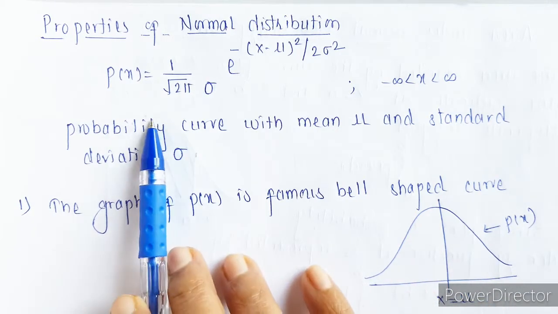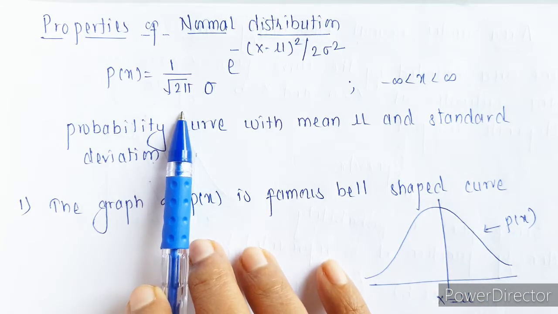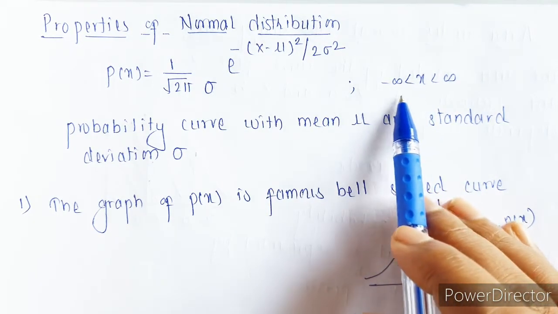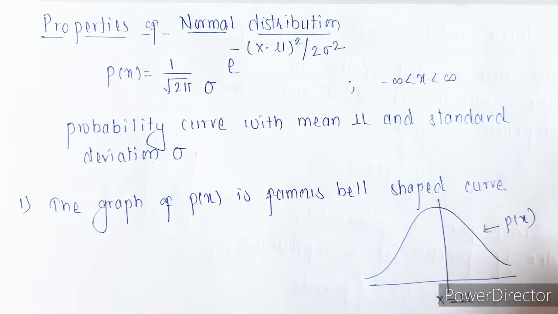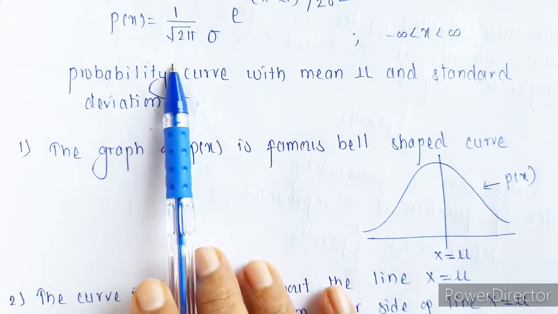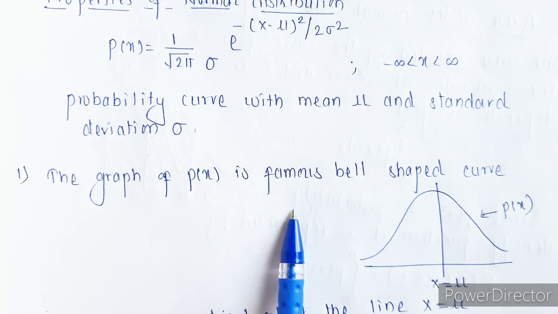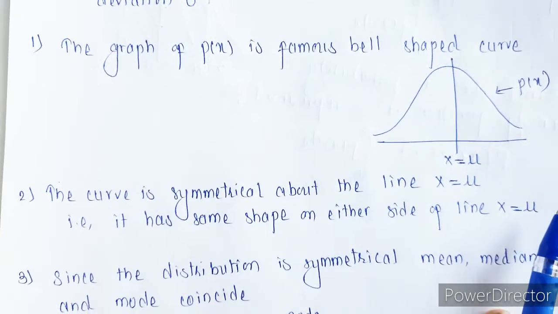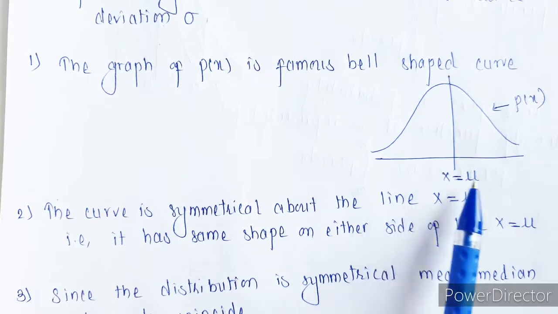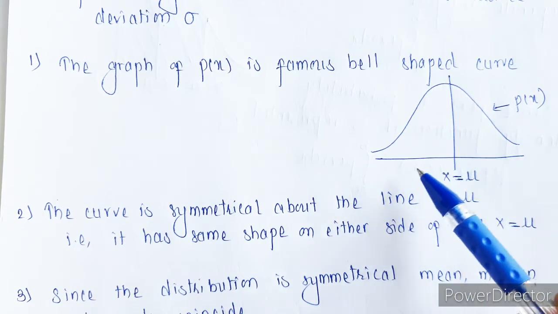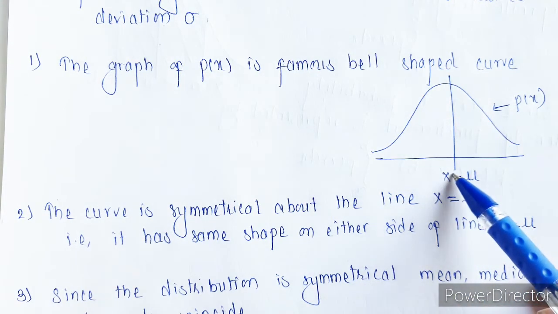This is the normal density curve wherein mu is the mean and sigma is the standard deviation, and the random variable x will vary from minus infinity to plus infinity. Now the graph of this probability density function is a bell-shaped curve which is symmetric on both sides. So this curve is symmetric about the line x equals mu, since it has the same shape on either side of this line.